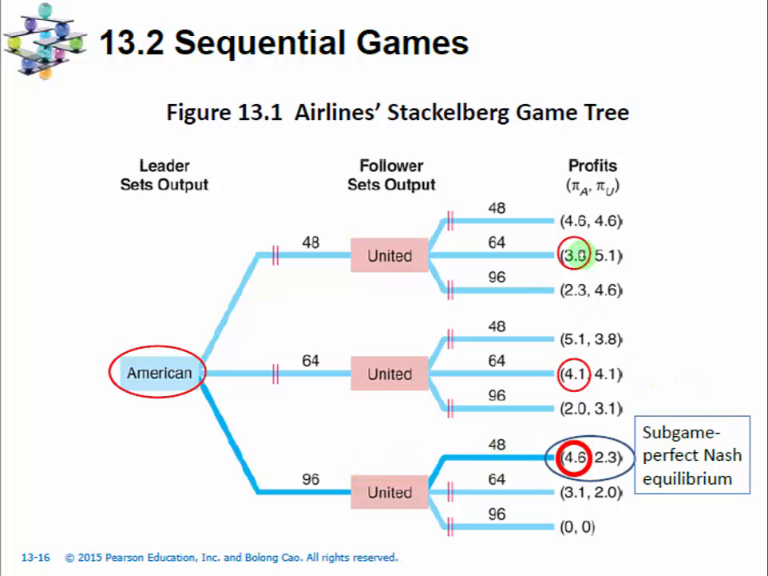Let's first look at what happens after American Airlines has figured out United's best responses. American Airlines can look at the three output levels and compare 3.8, 4.1, and 4.6 given United's best responses, and obviously 4.6 is the highest profit possible, so American Airlines will choose 96 as its own output level in the first stage.